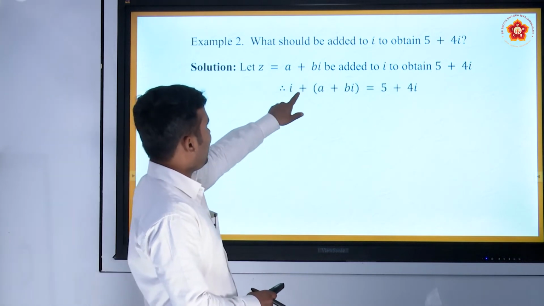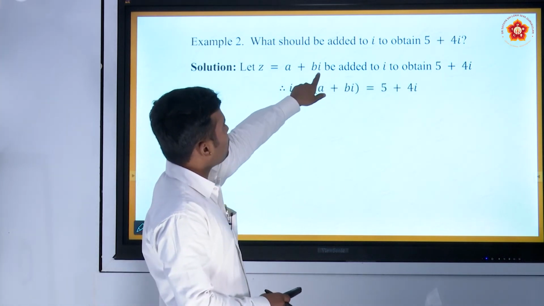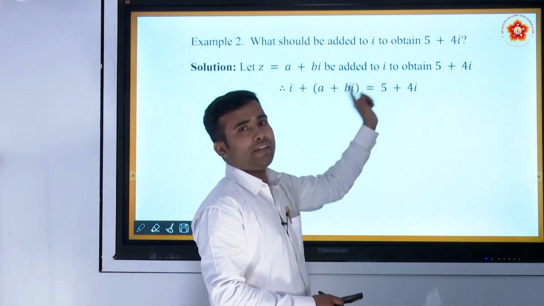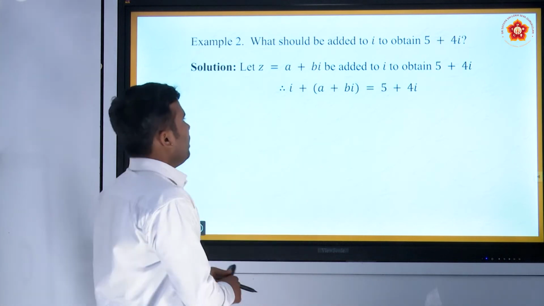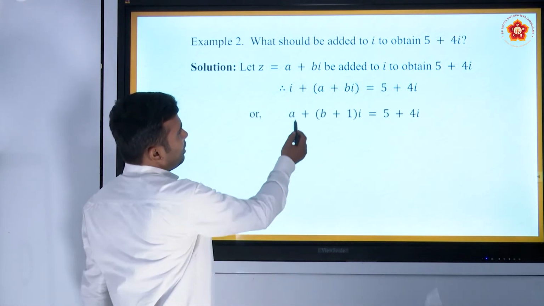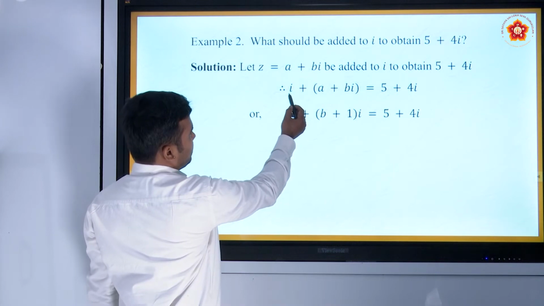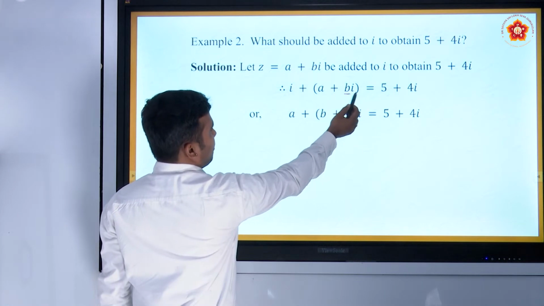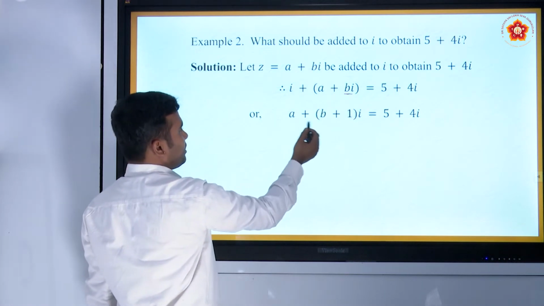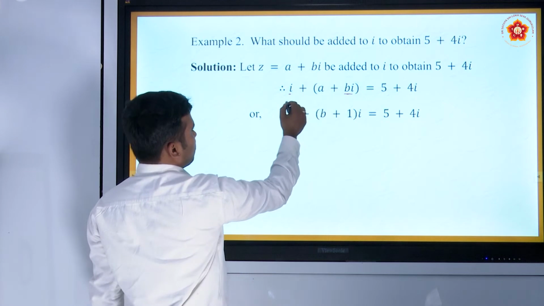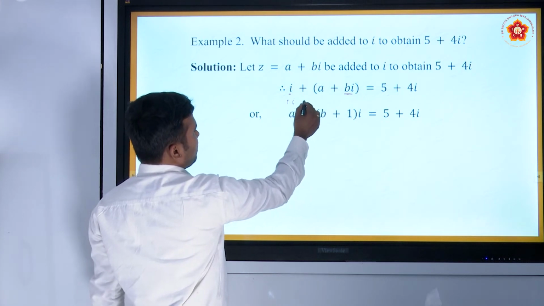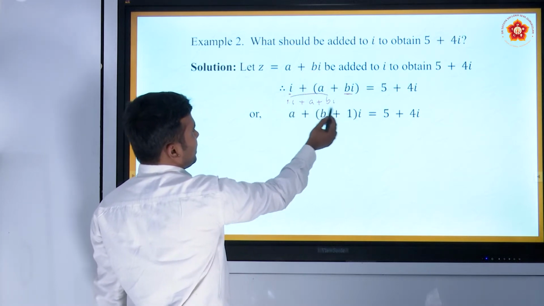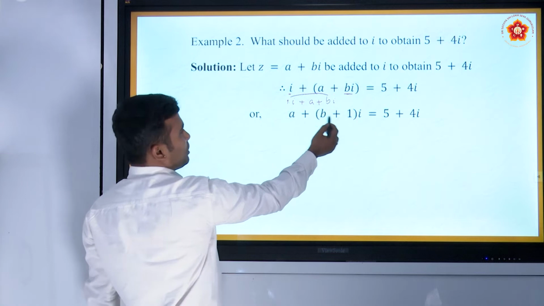Therefore, we can write that we add a plus bi with i, and that is equal to 5 plus 4i, using equality of complex numbers. Then this can be solved as follows. This is an imaginary, and here a plus bi, this is imaginary too, so we have to add the imaginaries. From this term and this term, this can be written as 1 into i plus a plus bi. From these two terms, I can take i, and I will end up with b plus 1.